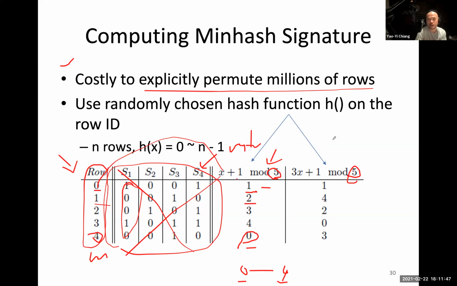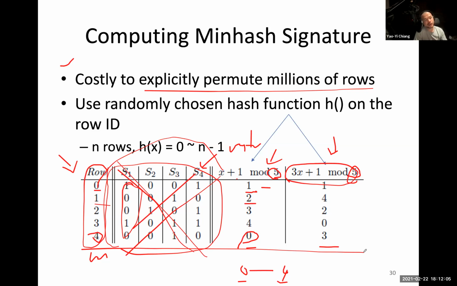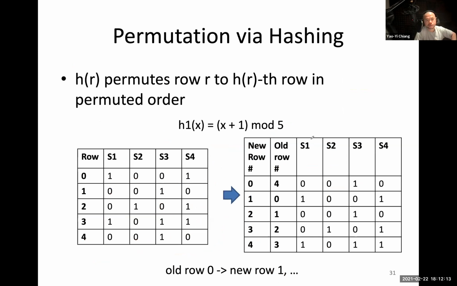Then you do the same thing again for a second time, but this time you choose an independent column permutation function, and you have another set of row IDs. Okay, so pretty cool. Now we do not touch this table, we just permutate the columns. But how do we use all these 3 columns to generate min hash signatures? Oh, let's look at the result first.